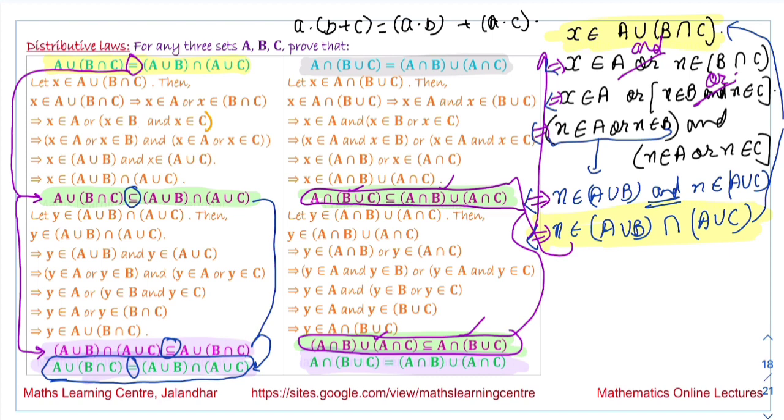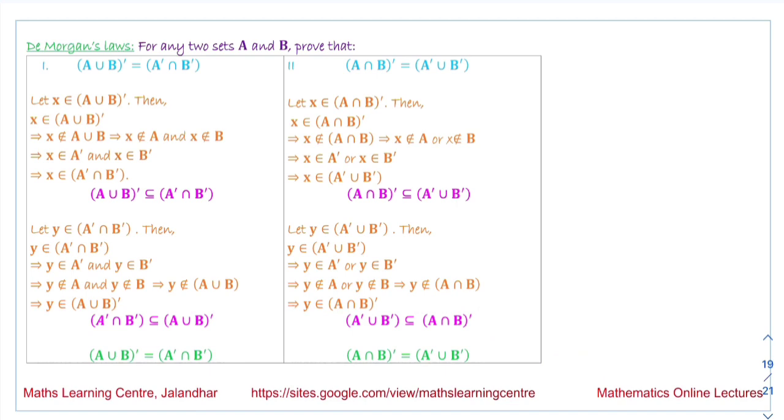Next we have De Morgan's law. For any two sets A and B, we have to prove that (A union B) complement is equal to A complement intersection B complement. To prove this first part, suppose X belongs to (A union B) complement. If X belongs to the complement of A union B, it means X does not belong to A union B.